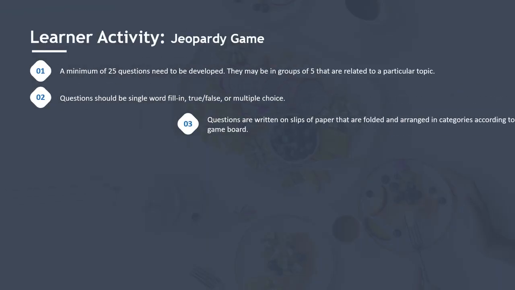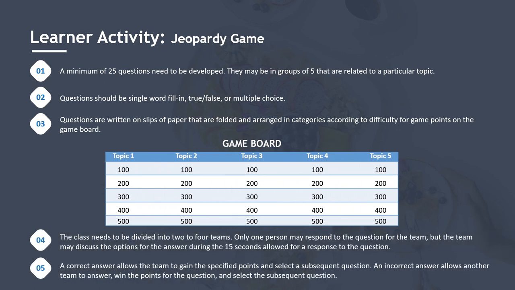Learner activity, Jeopardy game. A minimum of 25 questions need to be developed. They may be in groups of 5 that are related to a particular topic. Questions should be single-word fill-in, true or false, or multiple choice. Questions are written on slips of paper that are folded and arranged in categories according to difficulty for game points on the game board.